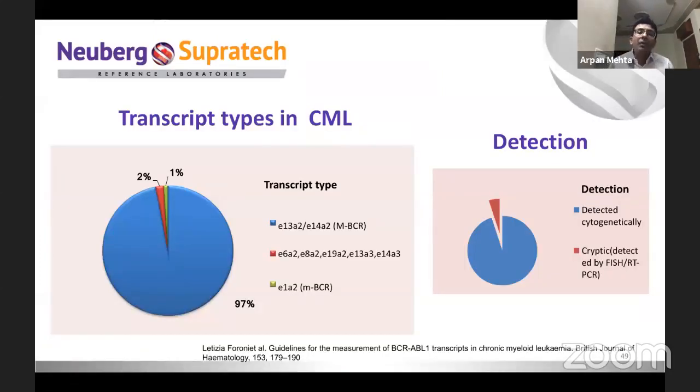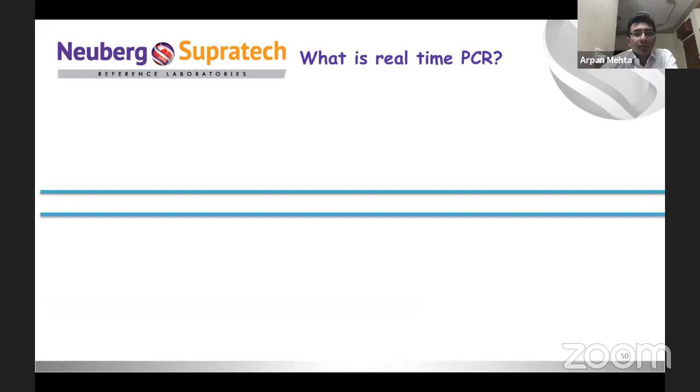So coming back to different type of transcripts in CML. So suppose we detect, usually in all cases, 97% of cases, we will find major transcripts. So for molecular monitoring of these diagnosed patients, we will have to perform real-time quantitative PCRs. So what is real-time PCR?